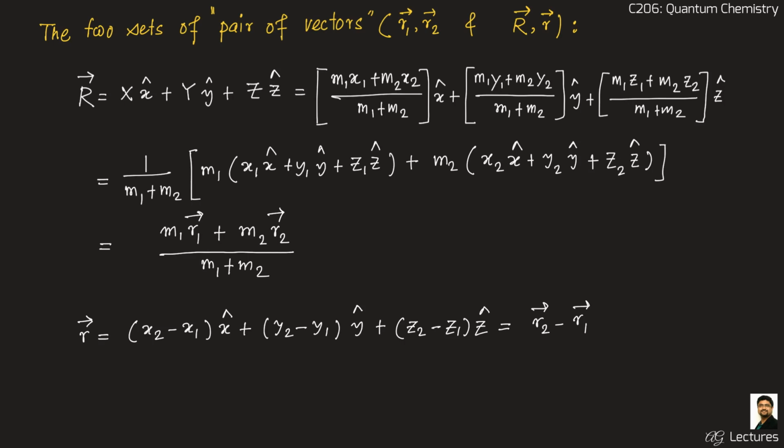Now we can have two sets. We can choose any of the two sets of 6 variables to represent the system. And those two sets of 6 variables are, the first one is x1, y1, z1, x2, y2, z2, the position coordinates for the two particles, or capital X, capital Y, capital Z, the coordinates for the center of mass, and small x, small y, small z, the relative coordinates. Any of these two sets we can use to represent the system.